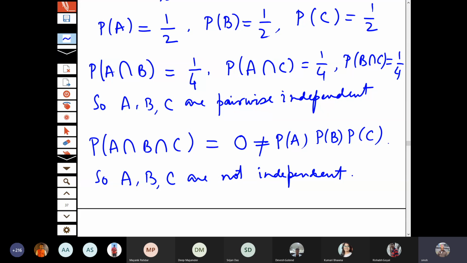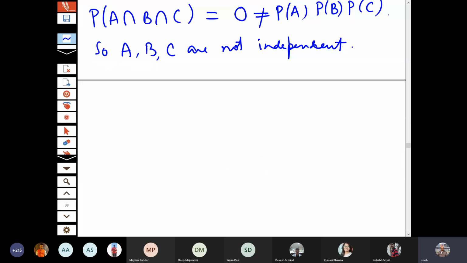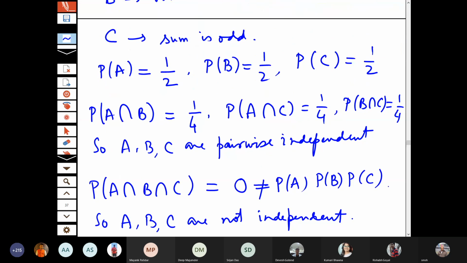So let us look at some applications, some examples here I will give. Is this example clear to everyone? Yes, sir. Okay.